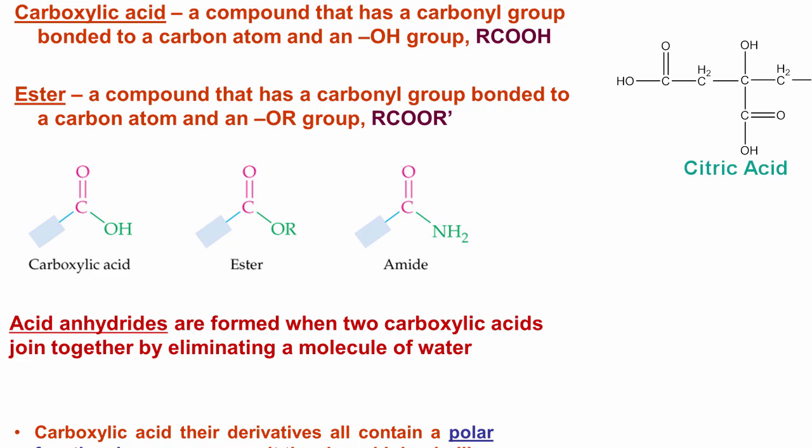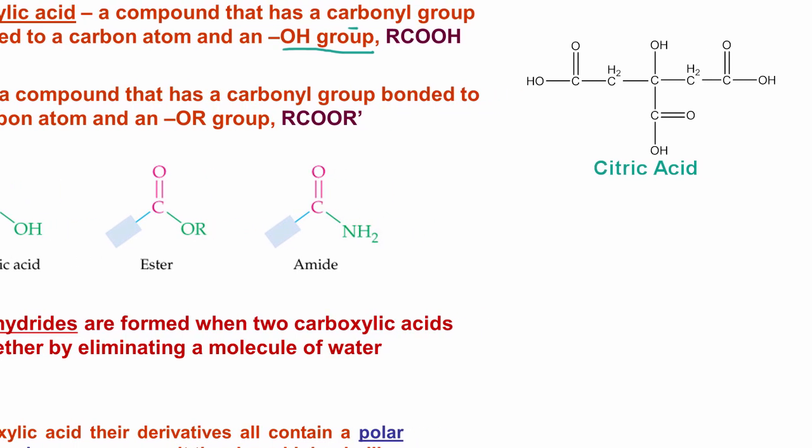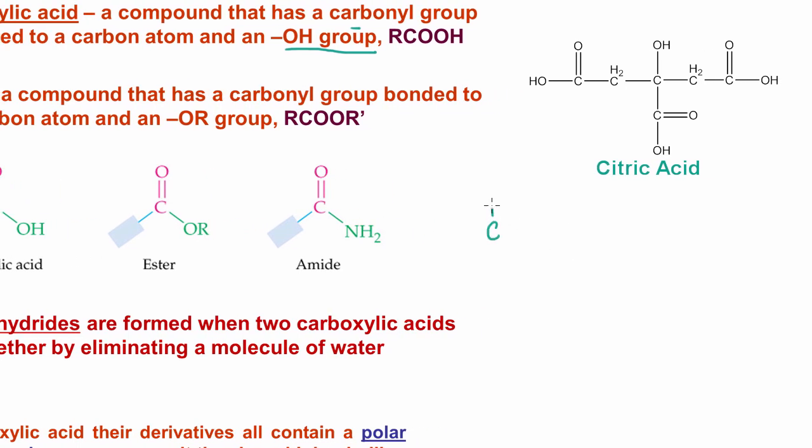Anyway, we're going to talk about carboxylic acids and esters in this video. And carboxylic acids are compounds that have a carbonyl group bonded to a carbon atom and an OH group, or a hydroxyl group. So the most common carboxylic acid that you are familiar with would be acetic acid. And that looks like this. Okay, so here we have the carboxyl group.